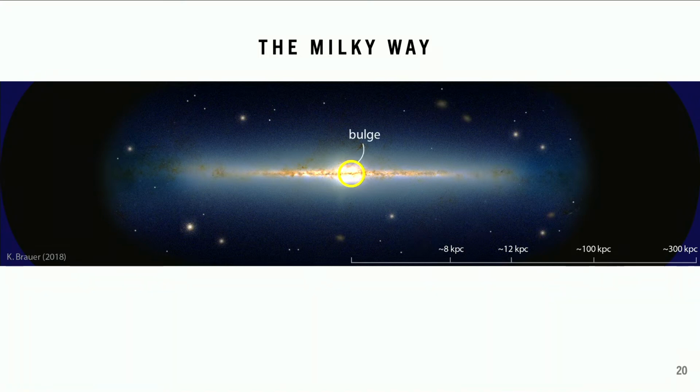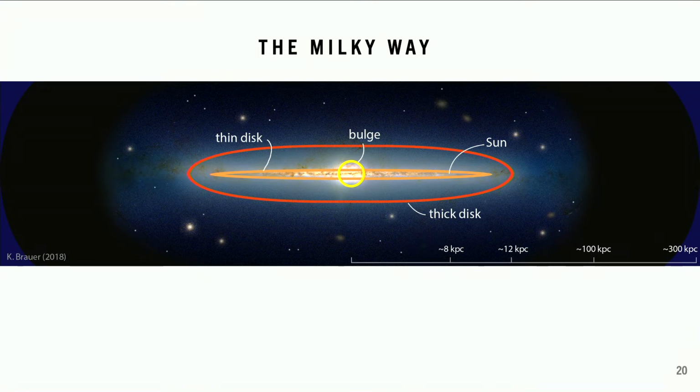You have the bulge in the center with a bunch of really old stars. You have the thin disk, which is actually where we are located, about 8 kiloparsecs from the center. This is where the majority of the ongoing star formation is occurring, as well as the thick disk, which is puffed up around it. This is where a lot of the action is happening, where ongoing stars are found and a high density of stars are located, and the spiral arms are down in that area.